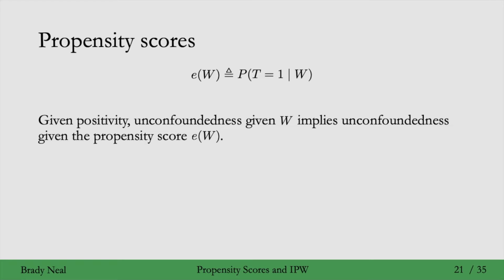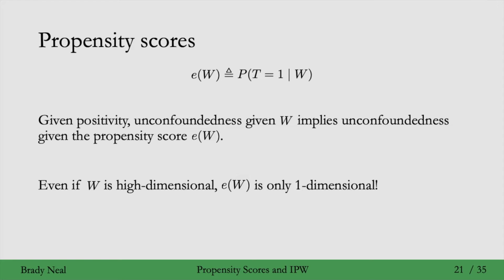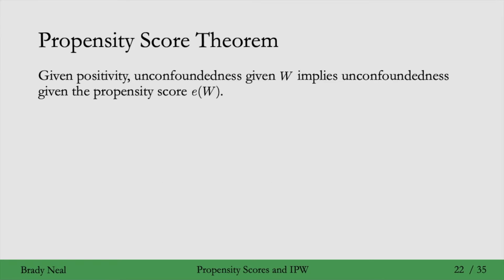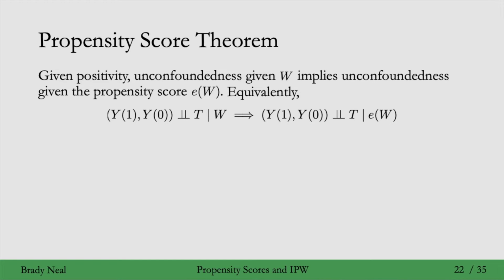So here's the kind of amazing thing about propensity scores. Given positivity, if you have unconfoundedness given W, so if W is a sufficient adjustment set, then you have unconfoundedness given the propensity score, e of W. This is kind of amazing because even if W is super high dimensional, the propensity score is only one dimensional. Right? It's only a scalar. It's just the probability that treatment equals 1 given W. And this really cool result is known as the propensity score theorem. Mathematically, we can write it as follows.